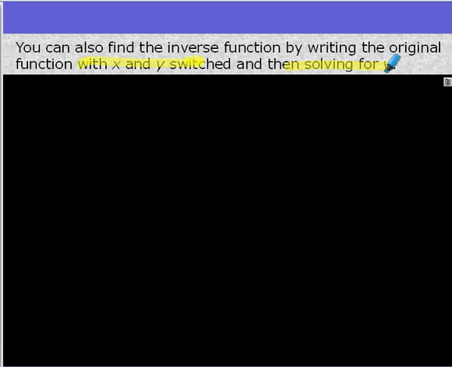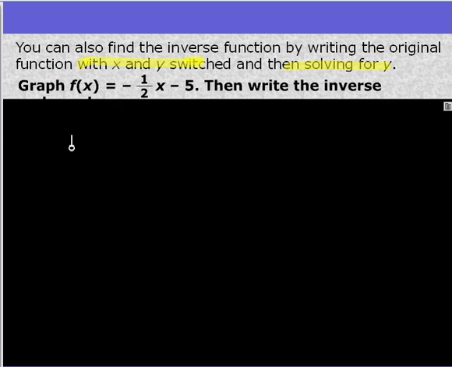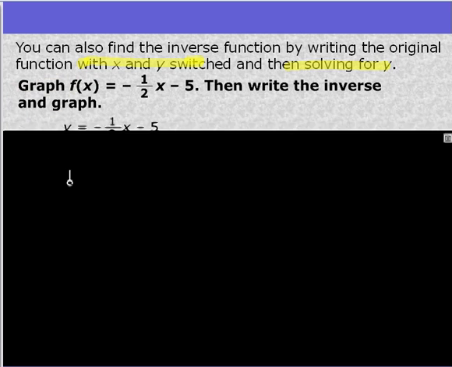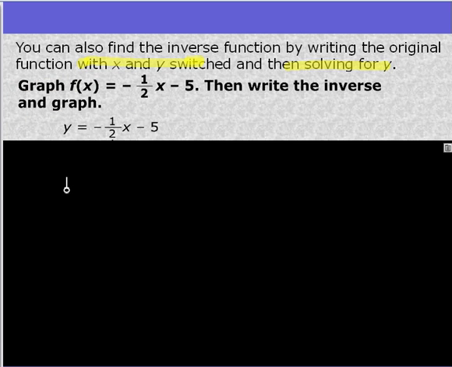All right, so graph f of x equals -1/2 x minus 5, then write the inverse and graph that. All right, so we'll get to the graphing in a minute. Obviously, it's a linear function. This is our y-intercept. This is our slope. So we should be able to graph that function. And if you forget that, you can always use a table of values to graph it. For a linear function, you only need 2 points.